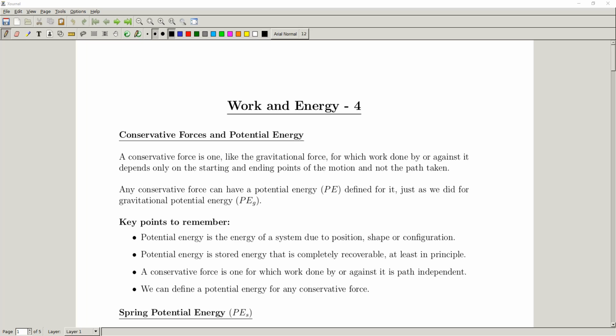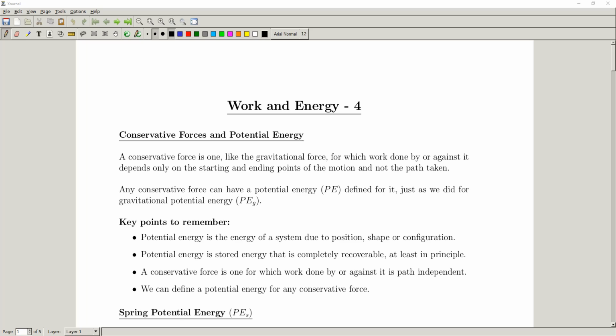Okay, so this is the fourth video in our work and energy module. We're going to start off with a little discussion on conservative forces and potential energy. We're going to see that the gravitational potential energy that we defined in the last video is actually definable because the gravitational force is a conservative force.